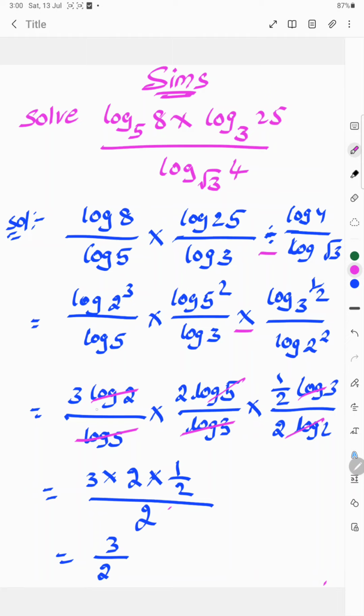So here 3 log 2, this is in the form of a power n: log a power n is n log a. So 3 log 2 by log 5 into 2 log 5 by log 3 into 1 by 2 log 3 by 2 log 2. So log 2, log 2, log 5 and log 3 will be cancelled. So then 3 into 2 into 1 by 2 by 2, 2 will be cancelled. Then 3 by 2 is the answer.